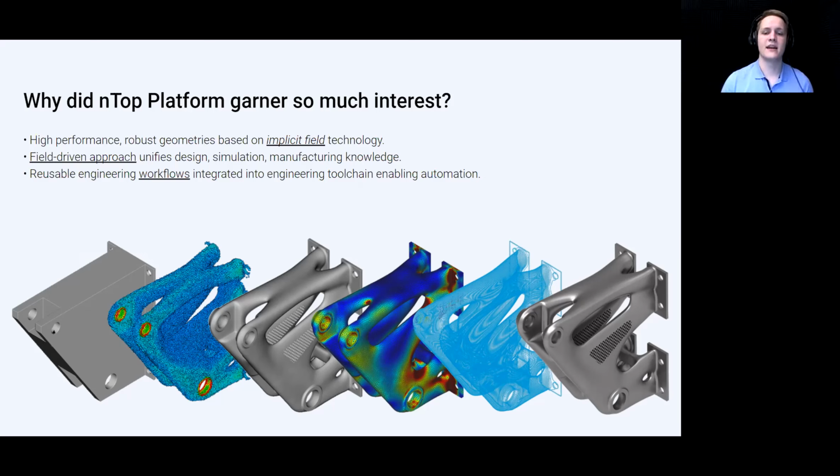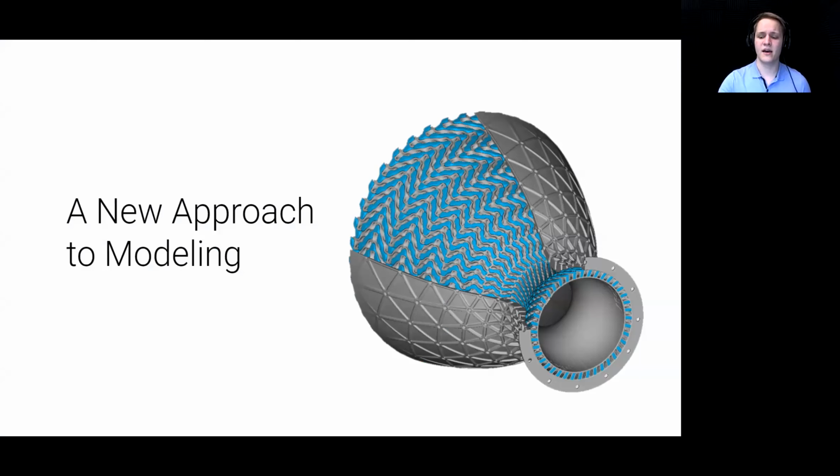Now, combining this implicit modeling with a field-driven design approach allows us to unify things like simulation and design. So now your stress analysis can be used to modify your geometry. And third is this idea of reusable workflows. So every workflow you create in nTop Platform is totally reusable from beginning to end. And I'll show that to you in just a minute, but that can save you a lot of time with design iterations, designs of experiments, lots of different things. And this really is a new approach to modeling.